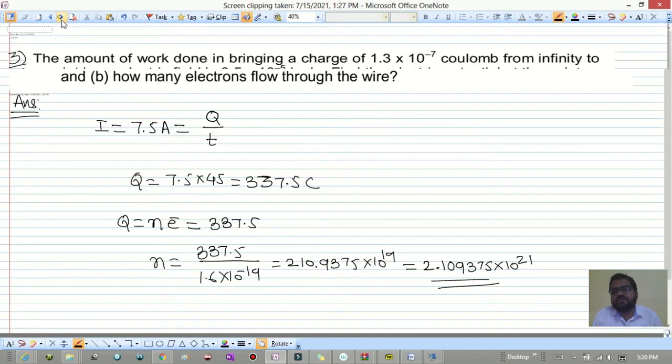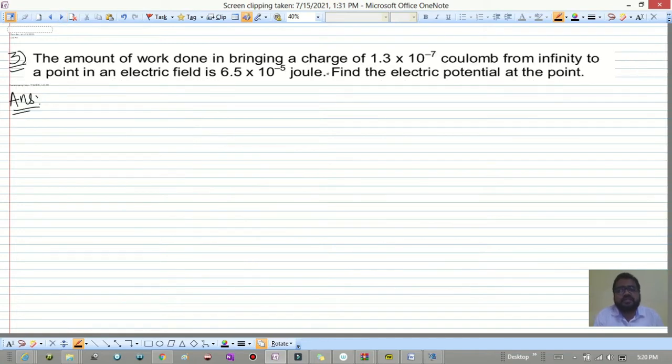Now the next question we have: the amount of work done in bringing a charge of 1.3 into 10 to the power minus 7 coulomb from infinity to a point in an electric field is given. Find the electric potential. So the amount of work done in bringing, that is the external work, is given.